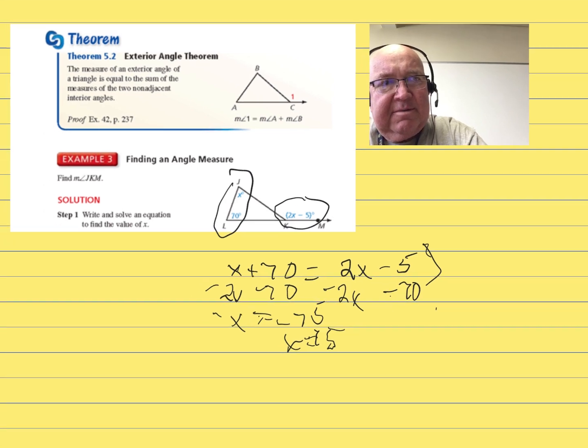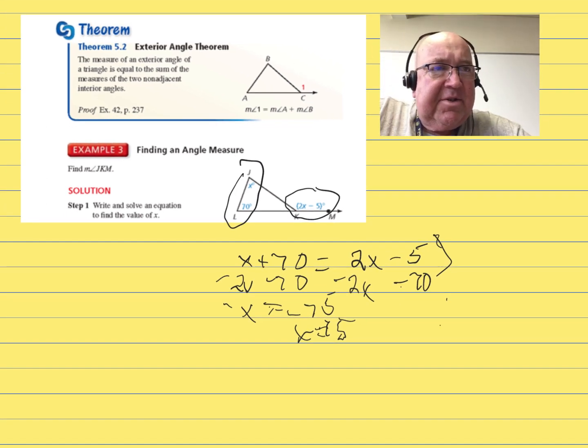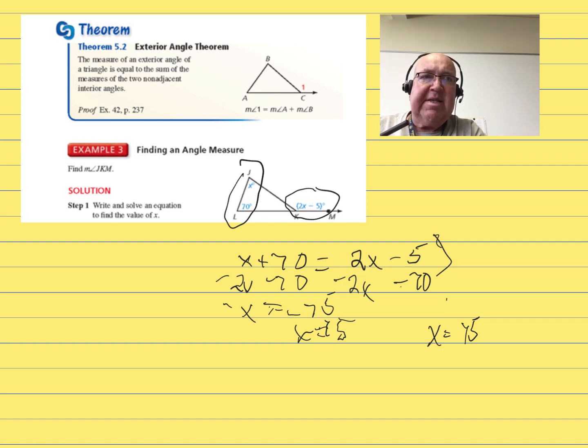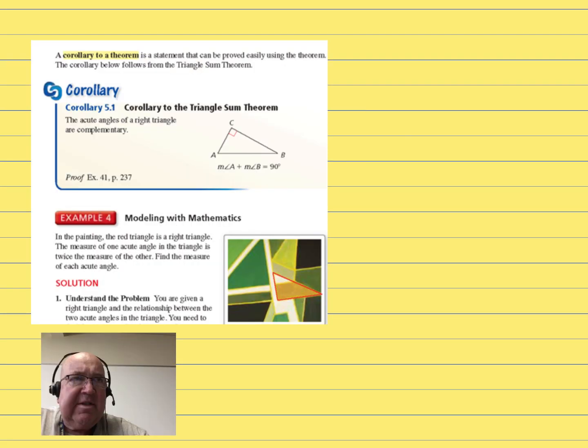Let me rewrite that. Everything's trying to move around on me. x equals 75. So write and solve the equation for the value of x, so we just got the value of x being 75 degrees. Alright. Problems, and I went one too far. Let me get back.